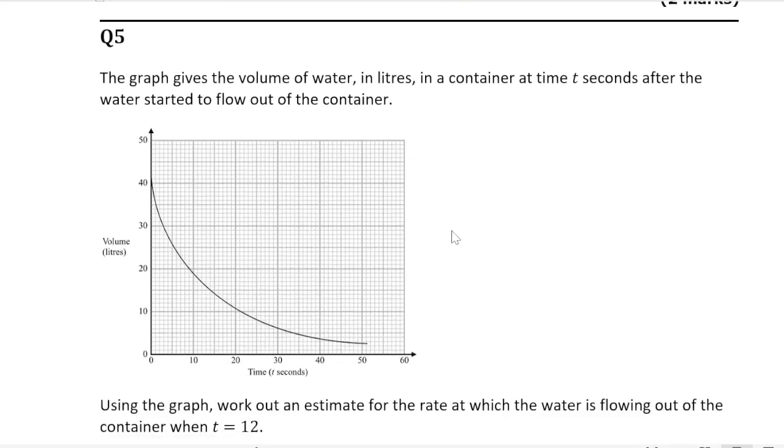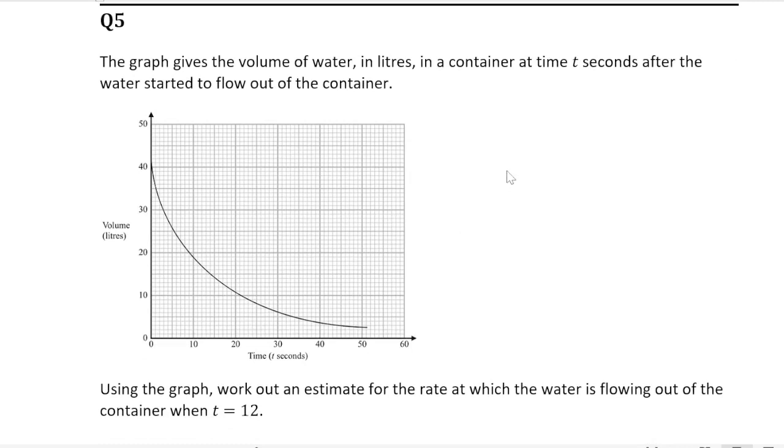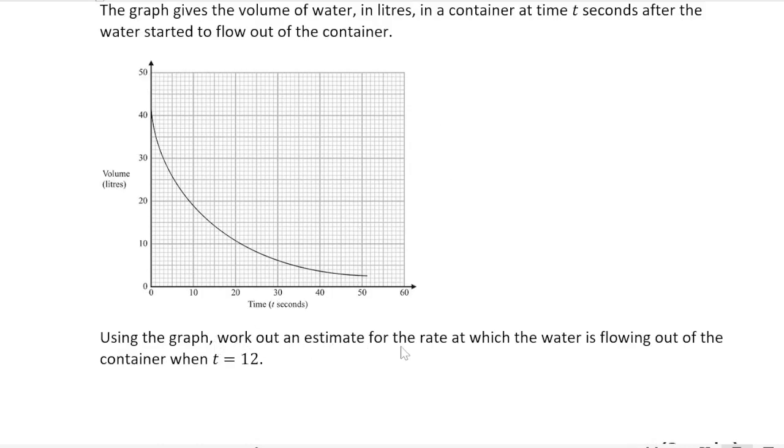Right, question 5. This graph gives the volume of water in litres in a container at a time t seconds after the water started to flow out of a container. Use the graph to work out an estimate for the rate at which the water is flowing out of the container at t is equal to 12. So when t is equal to 12, we're going up in 1s. So I'm really looking for the tangent at that point.